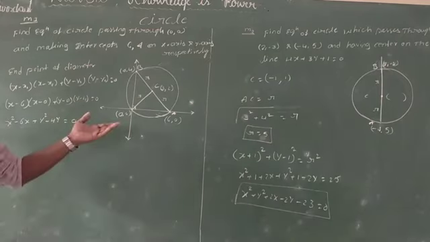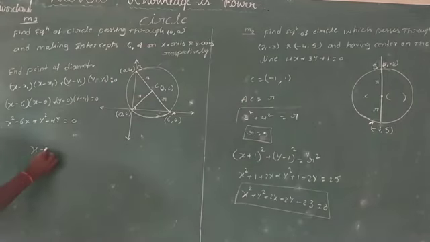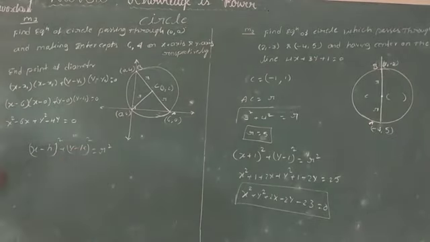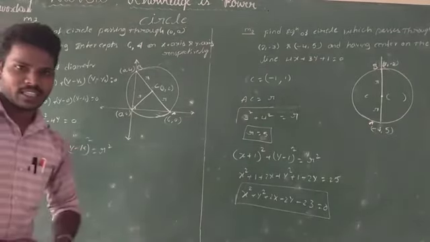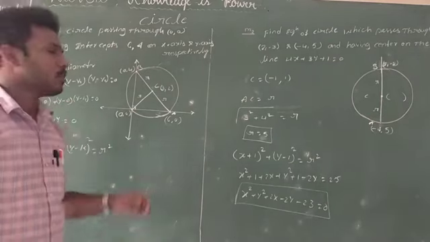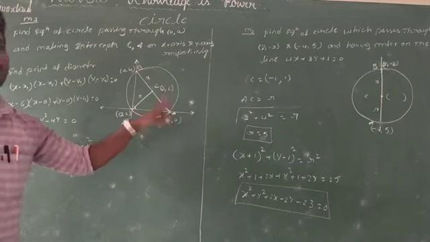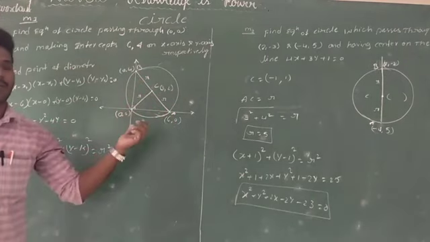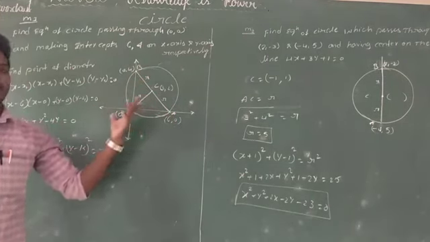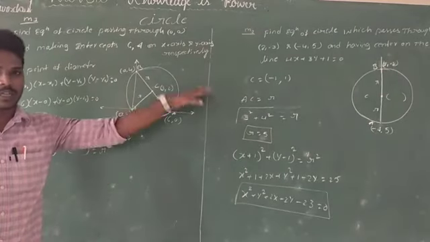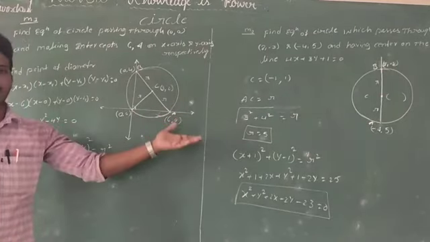Okay. So we know the radius and the center. By using the formula (x minus h) whole square plus (y minus k) whole square is equal to r square, you can find the equation of the circle. One more thing: A, B, C are non-collinear points, so the non-collinear points concept can also be used to find the equation of the circle.